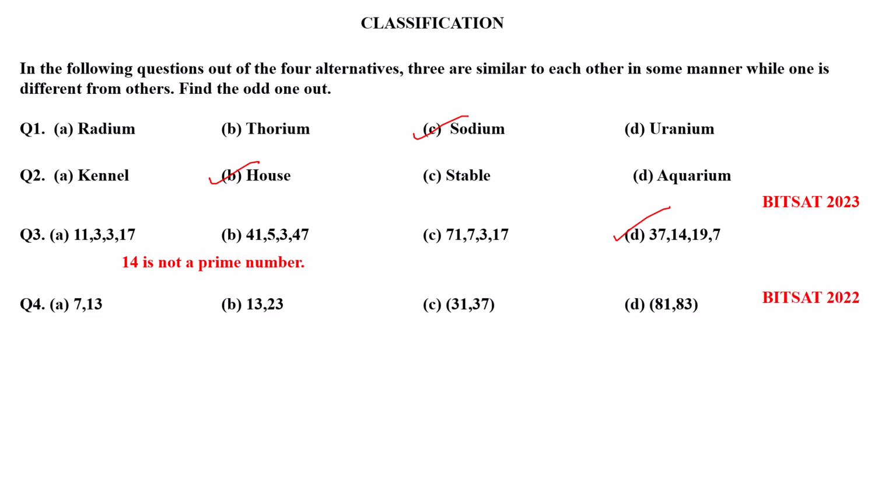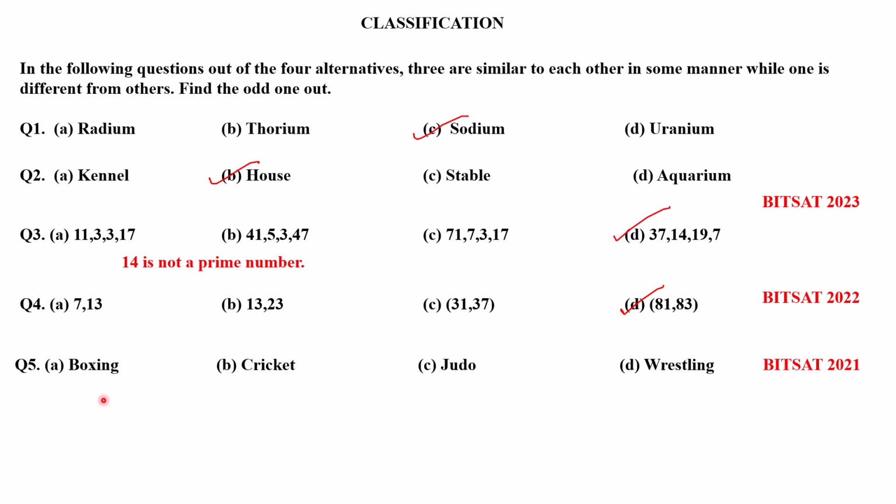Now the next question is 7, 13, 13, 23, 31, 37, 81, 83. Again, if you see, they all are prime numbers, isn't it? 7, 13, 13, 23, 31, 37. But 81, you see, 81 is not a prime number. It's the square of 9, isn't it? So D is the correct option. And this question also came in BITSAT 2022. So from here, you can see prime number questions are there. It was there in 2023 also. It is there in 2022 also. So your concept of prime and composite numbers should be clear.